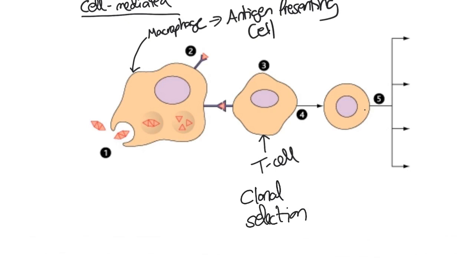One activated T cell by itself cannot actually do very much, so the next thing you need to happen is clonal expansion, which is where that single cell is going to undergo mitosis to make lots of copies of itself.